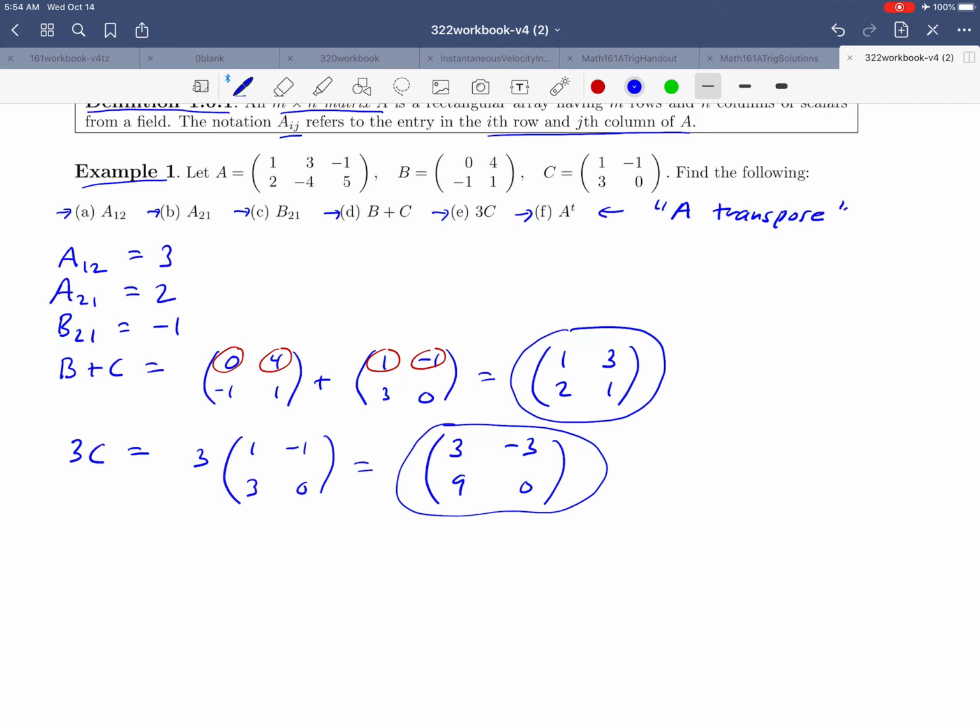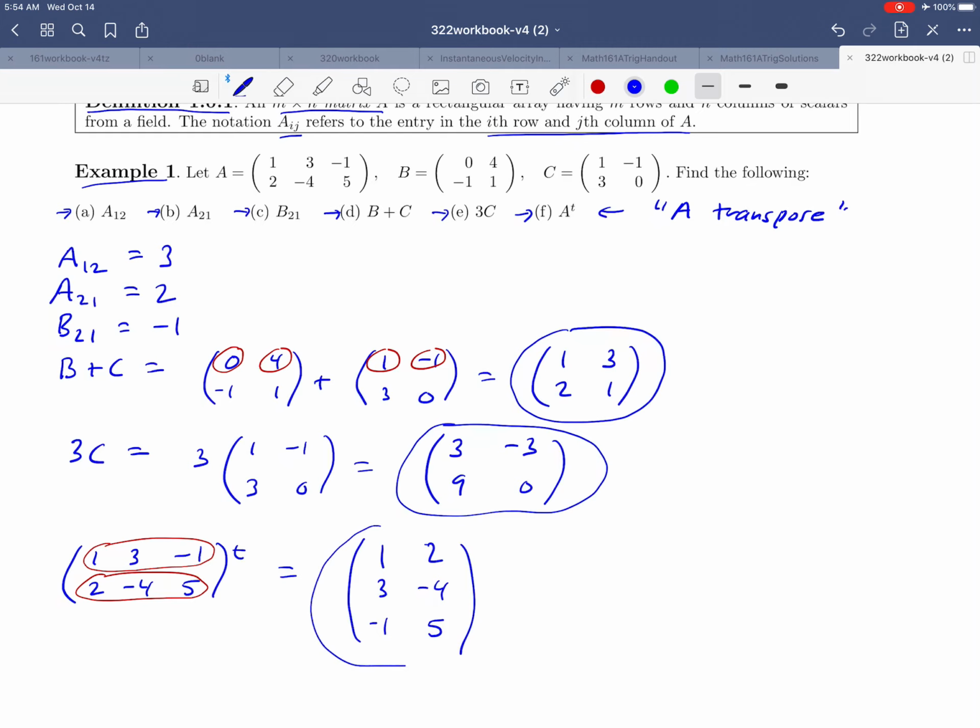If you haven't seen this before, let's write it out first. The transpose of a matrix just kind of takes the matrix and turns it on its side. So the rows in your matrix become the columns. For example, the first row of the matrix we started with is 1, 3, -1. That's going to become our first column. And then the second row is going to become the second column. So 2, -4, 5. This matrix that we just came up with here, that's the transpose of A.